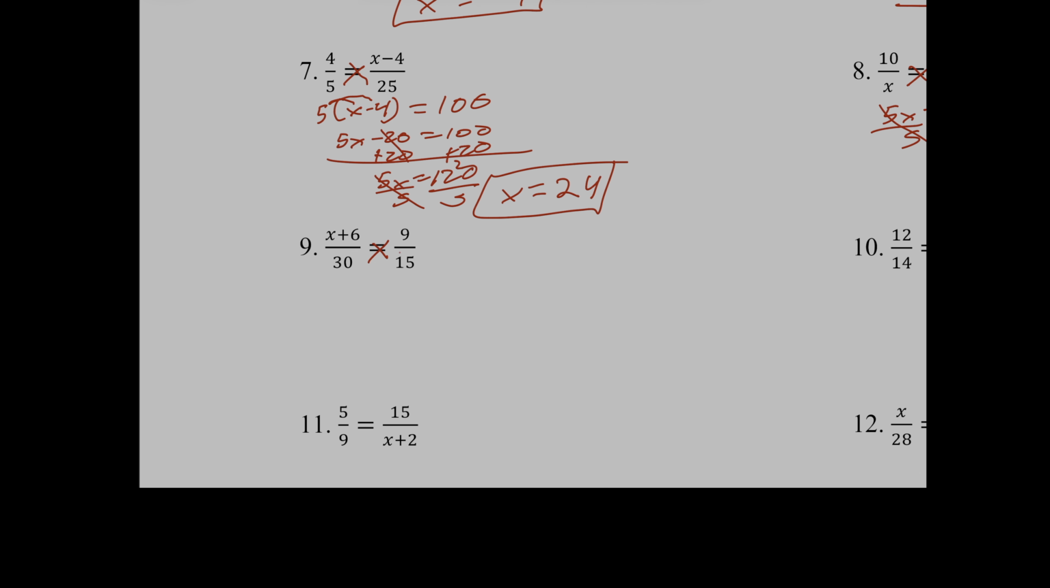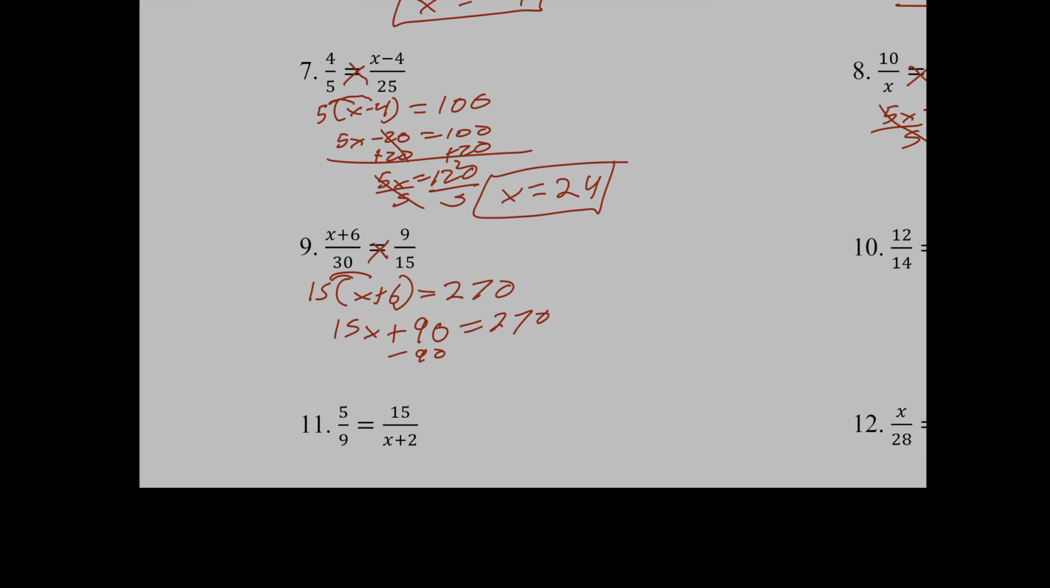Cross multiply. 15 times parenthesis x plus 6 equals 270. Once I multiply these through, I get 15x plus, oh boy, 6 times 15, 6 times 5. Why do I keep doing that? 6 times 5 is 30. So if I bring the 3 over, then I'm going to go 6 times 15. That's going to become a 90 equals 270.